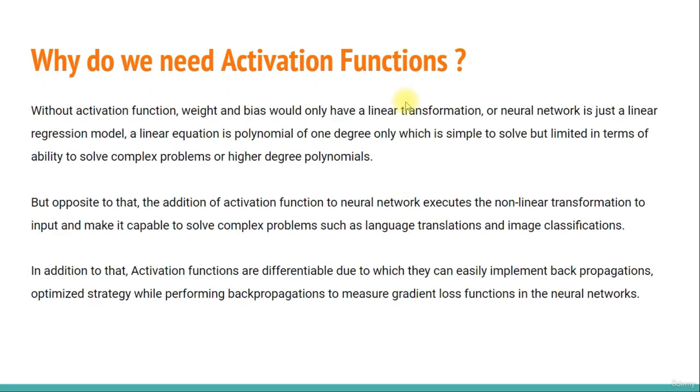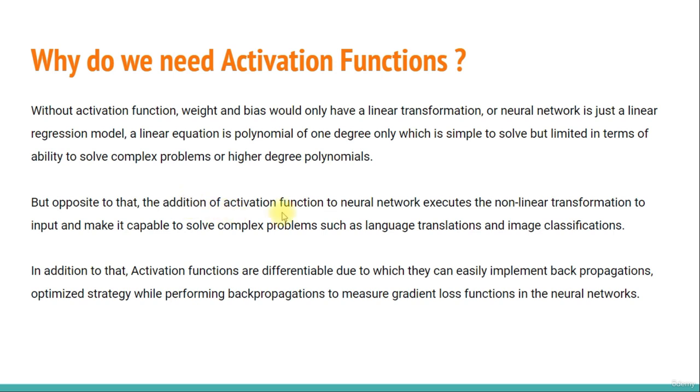Now, why do we need activation functions? Without activation functions, weight and bias would only give a linear transformation, and the neural network would just be a linear regression model. You are simply multiplying weights with the inputs and adding a bias. That is your simple linear regression model, y equals mx plus c. A linear equation is a polynomial of degree 1, which is simple to solve but limited in its ability to solve complex problems or higher degree polynomials.